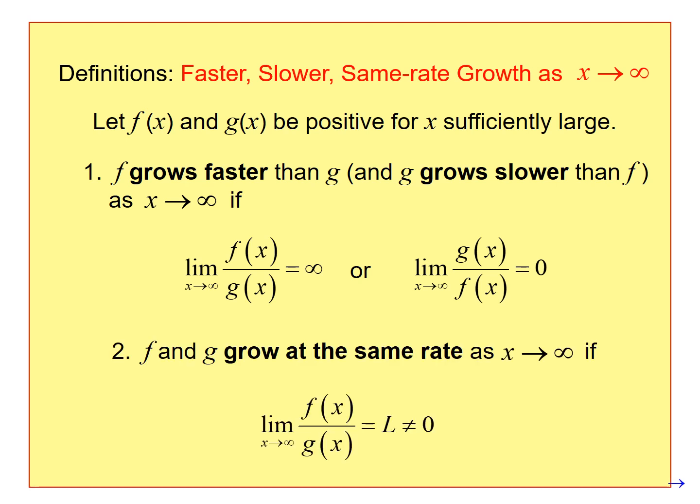f and g grow at the same rate as x goes to infinity if the limit as x goes to infinity of f over g, or you could take the limit as x goes to infinity of g over f, equals some number L not equal to 0. So if that gives us any constant value, not 0, not infinity, we would say that these two functions grow at the same rate.